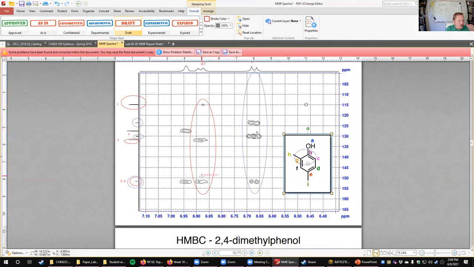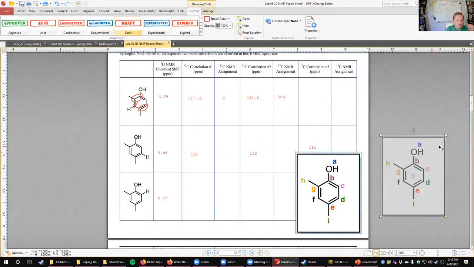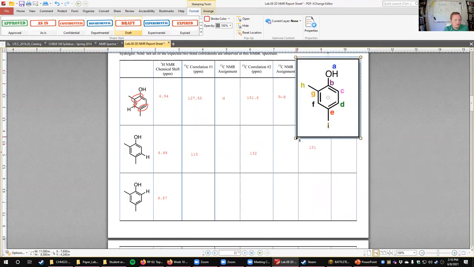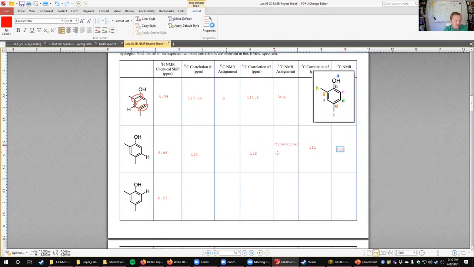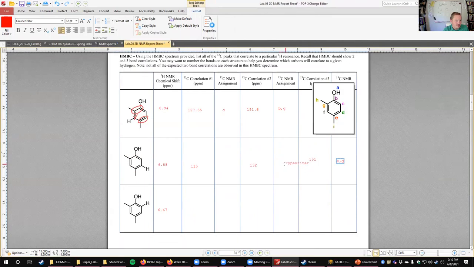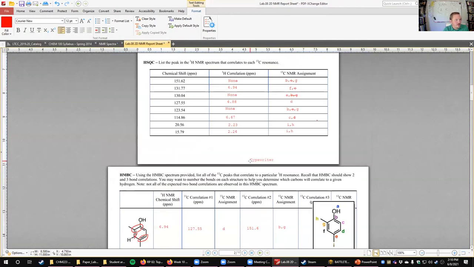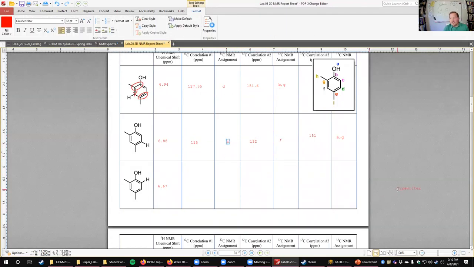And then we can fill in these sections. We know that the 6.88 section, we had the correlations at 115, 132, and 151. And again, B or G. 132, we figured out that has to be F. And 115, 114.8, has to be C.